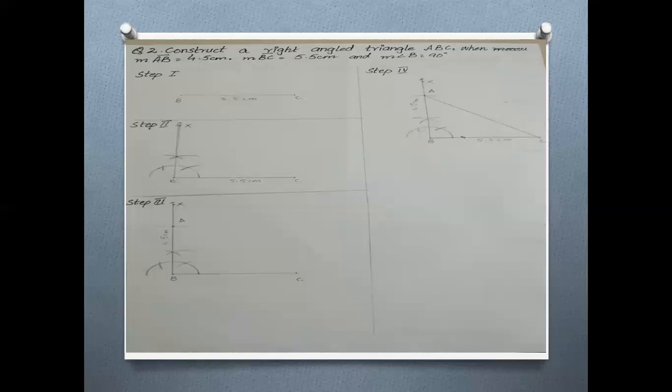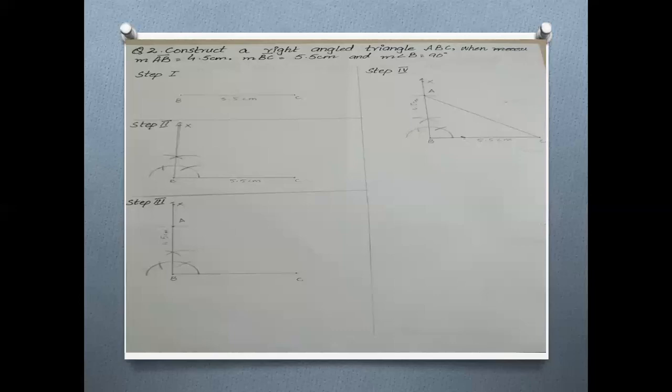Now open your compass 4.5 centimeters. This time put your compass on point B and cut the angle of 90 degrees, which cuts the ray BX at point A. There will be point A. Now with the help of the scale, join A with C. This is our required right angle triangle in which the base is 5.5 centimeters, angle B is 90 degrees, and perpendicular AB is 4.5 centimeters.